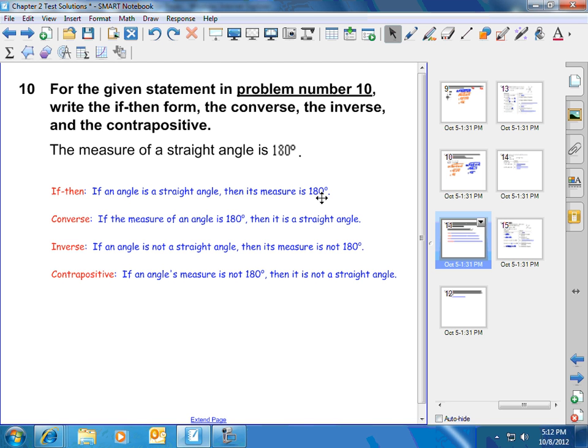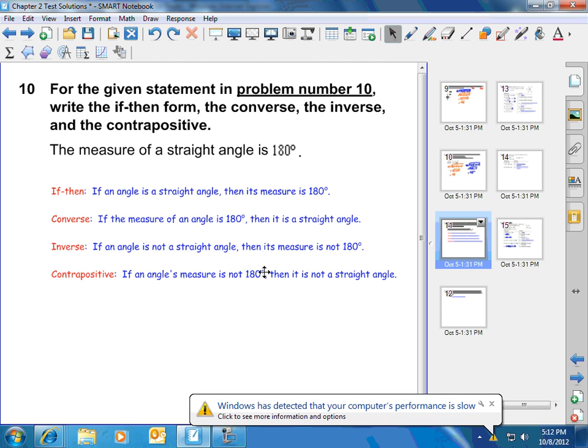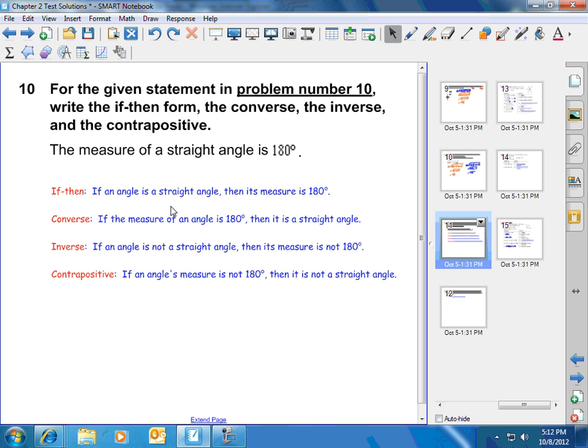Now, from that statement, you're going to state your converse, your inverse, and your contrapositive. Now, if you said on the test, if an angle measures 180 degrees, then it is a straight angle, that would be appropriate as well, and then build your converse and inverse and contrapositive off of that. But I'm just going with this statement here.